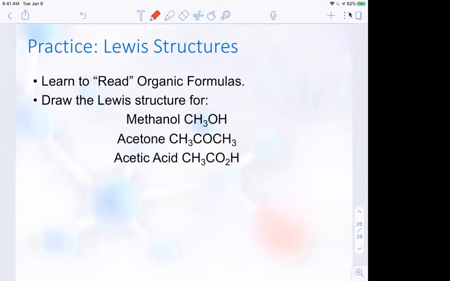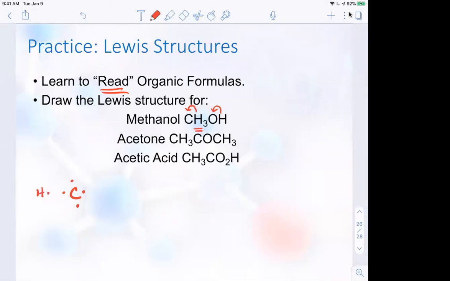Here, I have a couple of examples that are from our first chapter in our book. Basically, you need to learn how to read organic formulas. You go left to right. So these hydrogens, because it's CH3, means they're connected to the oxygen. Then I have an OH. This hydrogen is connected to the oxygen. So I'm going to write sort of what I see.